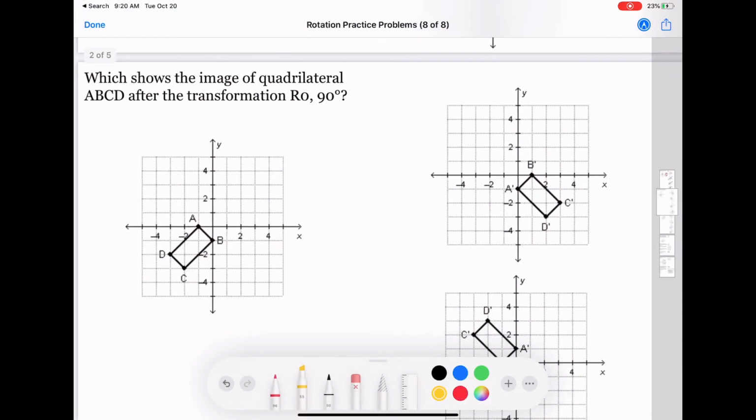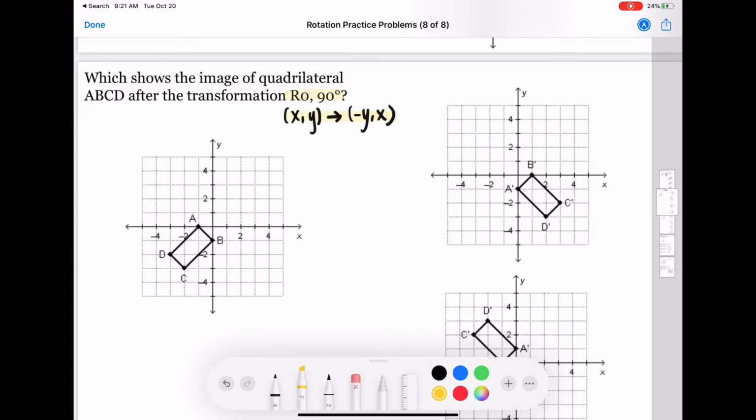This problem states, which shows the image of quadrilateral ABCD after the rotation R about the origin at 90 degrees. Well, we know that the rule for R about the origin 90 degrees is you take the original coordinates, you switch the x and y coordinates, and then you negate the y. So this is our rule for a rotation about the origin 90 degrees.